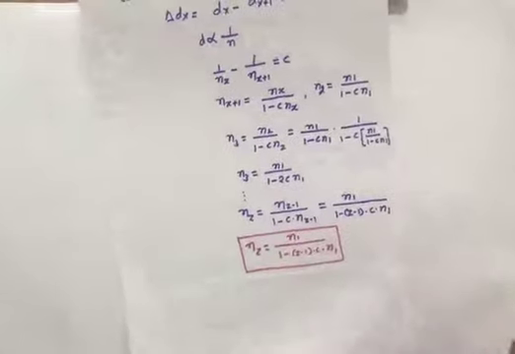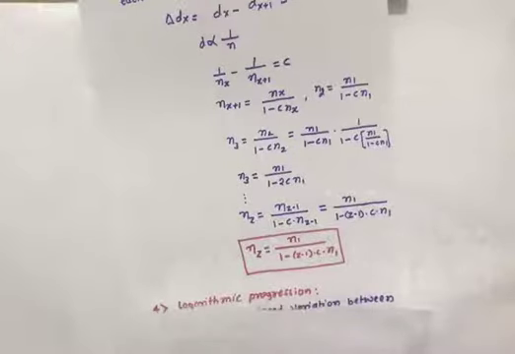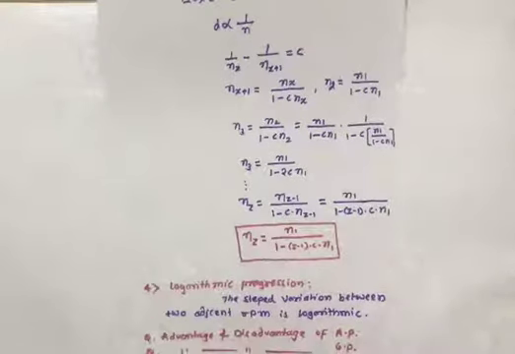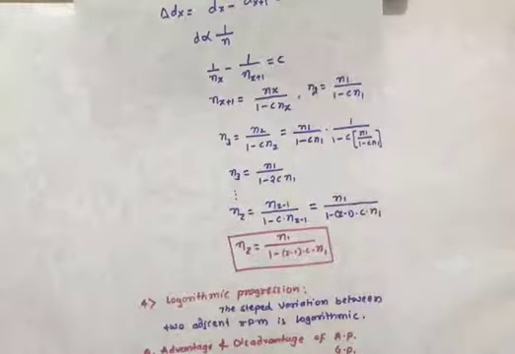In the exam they will ask to find the different speeds using harmonic progression, logarithmic progression, geometric progression and arithmetic progression. Now the last is logarithmic progression, that is, the speed step variation between two adjacent rpm is logarithmic. We saw the different laws: the first one is arithmetic progression, second one is geometric progression, third one is harmonic progression, and fourth one is logarithmic progression.